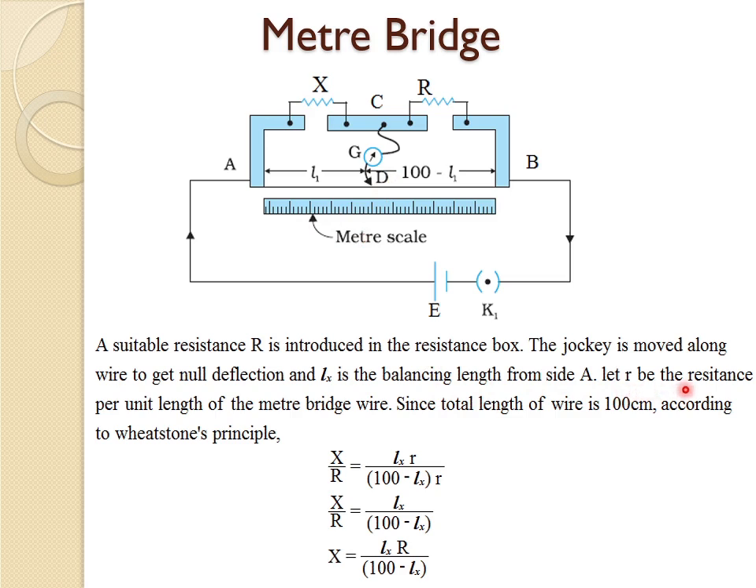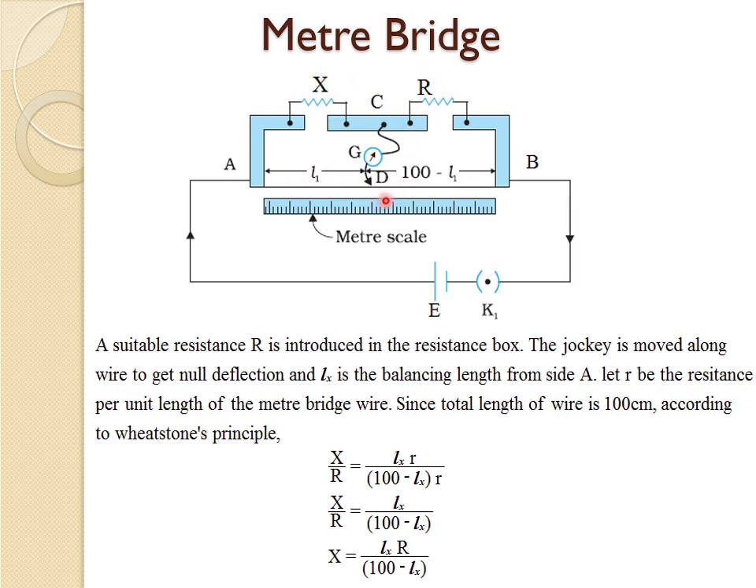Let small r be the resistance per unit length of the meter bridge wire. That means small r is the resistance per unit length of this wire. Then we know the total length is 100 centimeter. So when we apply the Wheatstone's principle, we have to know the four resistances. Here one resistance is X, that is the unknown resistance, and another one is capital R.